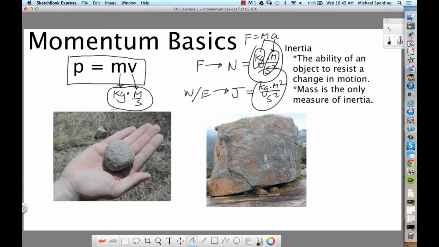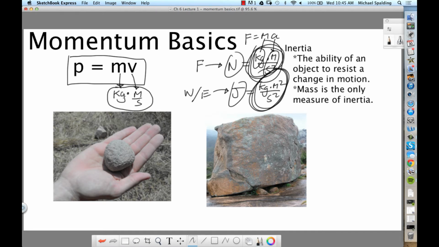Now, is there a shortcut unit for momentum? What do I mean by shortcut unit? Well, for Newton, instead of writing all this, what do you write? N. For work and energy, instead of writing all that, you can just write joule. Is there a shortcut unit for momentum?